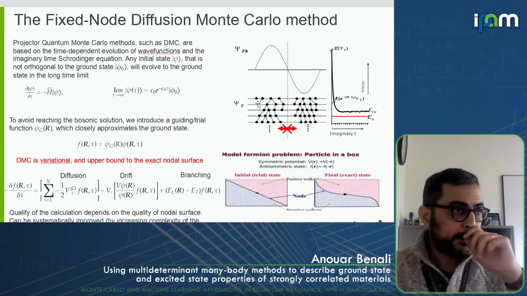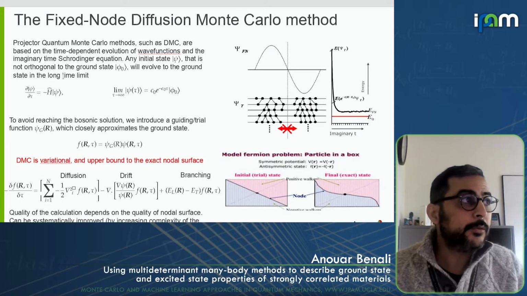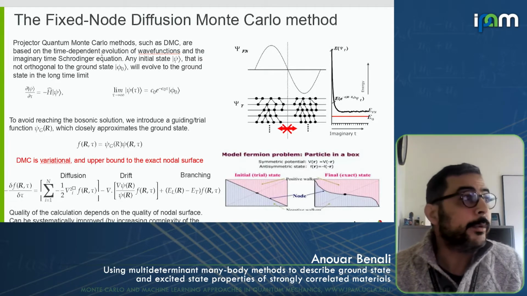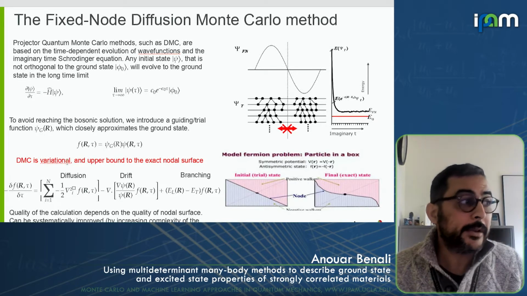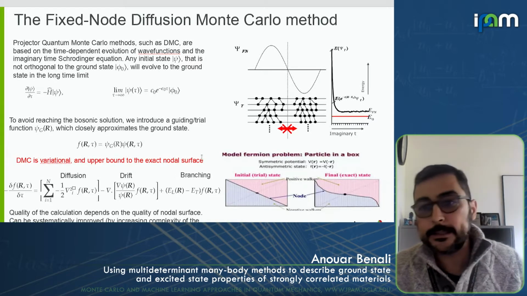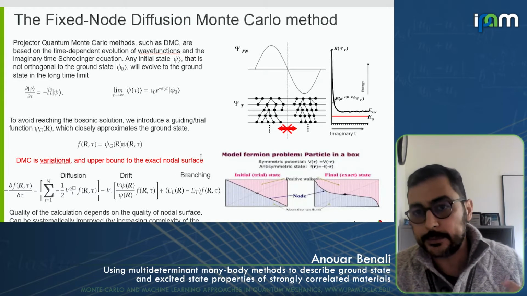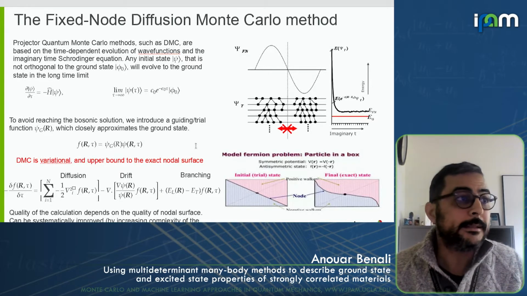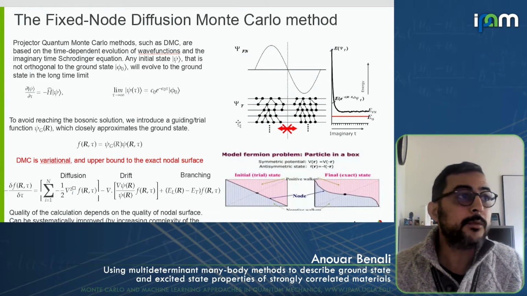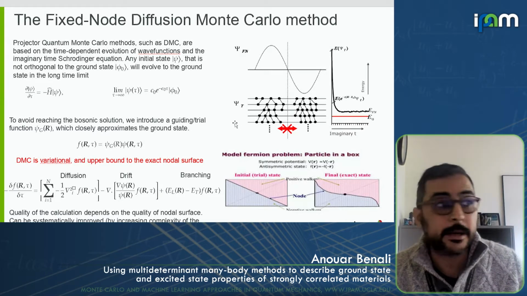Of course, I'm not going to go into details of quantum Monte Carlo, but diffusion Monte Carlo in itself is very useful in the sense that within the fixed-node approximation, the method is variational and an upper bound to the exact nodal surface energy. So we know that if we have the correct nodal surface describing the problem, we will have the exact solution of the system. But of course, the whole challenge becomes, do we have the correct nodal surface to describe this problem?